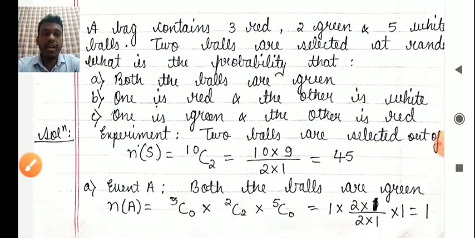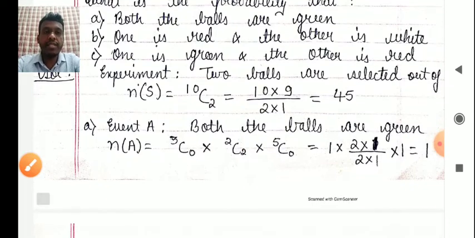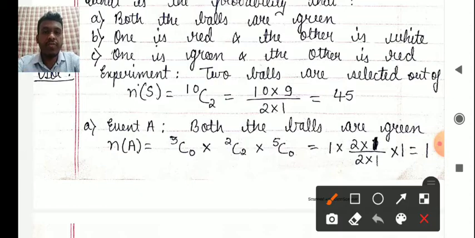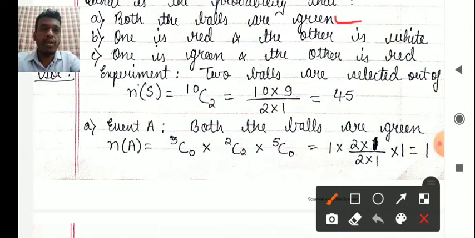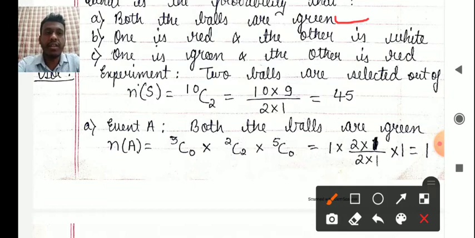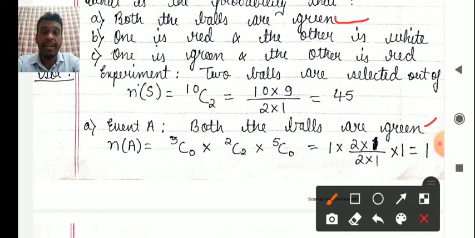Now n of S is equal to 45. What is the first event? The first event we are talking about is both the balls are green. So now both the balls are green. What is n of A equal to? That is the number of possible outcomes.